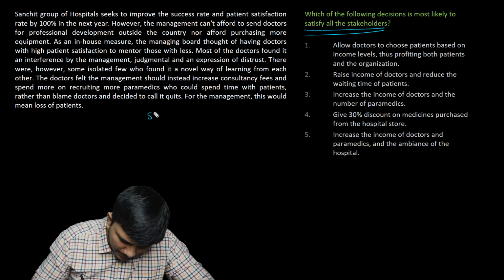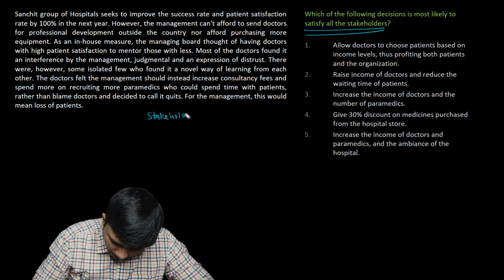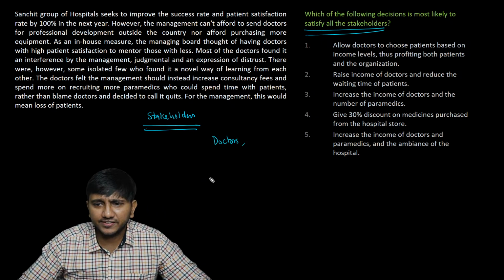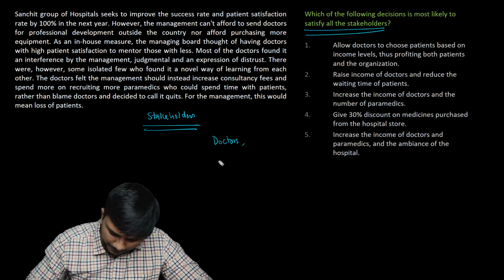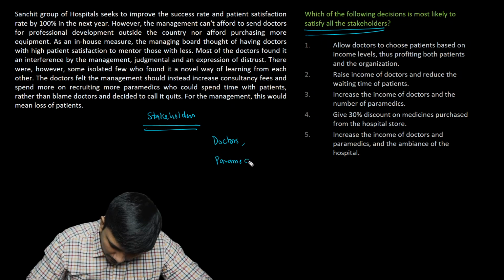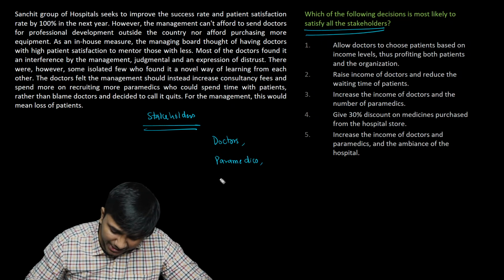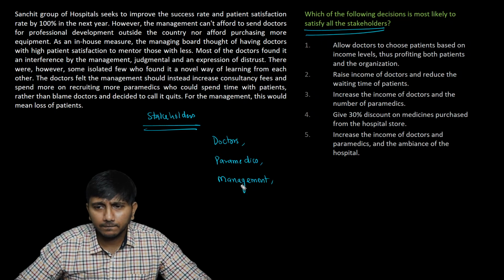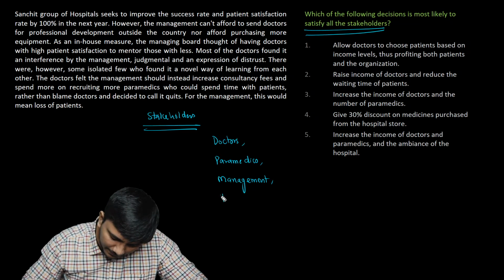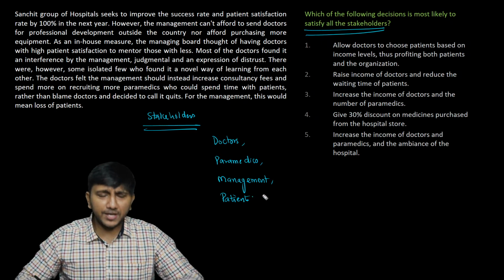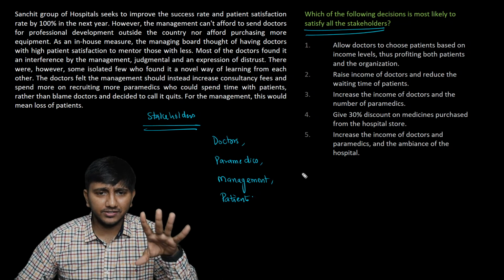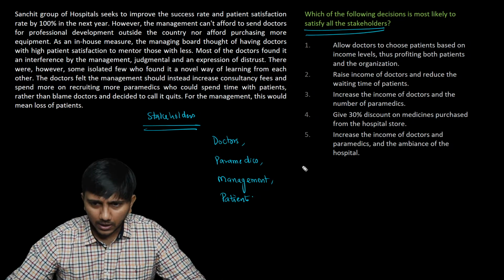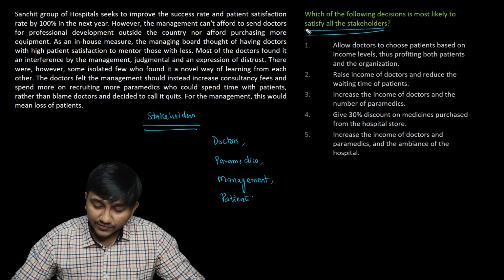Doctors definitely are one of the stakeholders. Doctors. Who else? Paramedics. The management. Anybody else? The patients, right? The patients. So these are the stakeholders here. Doctors, paramedics, management, patients. As far as what is given to us, those are the stakeholders we can think of. Now, which of the following decisions is most likely to satisfy all the stakeholders?